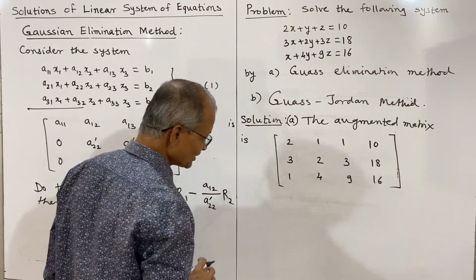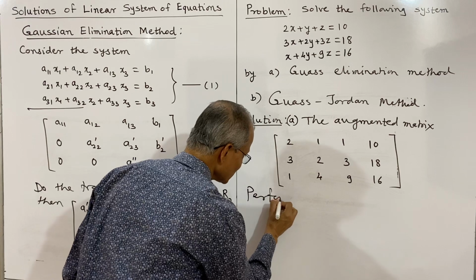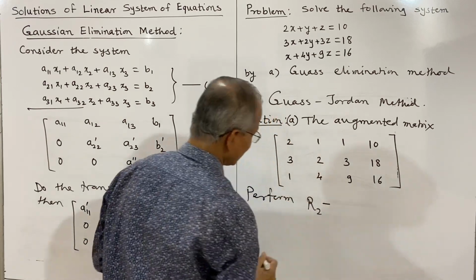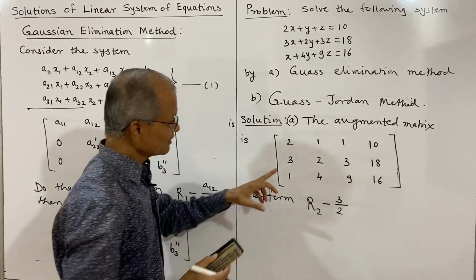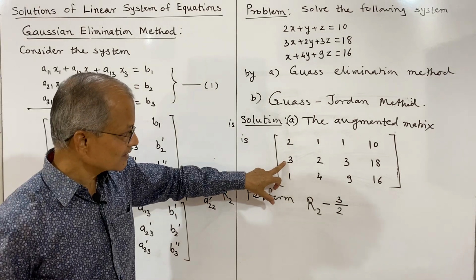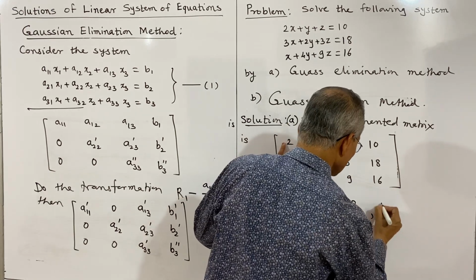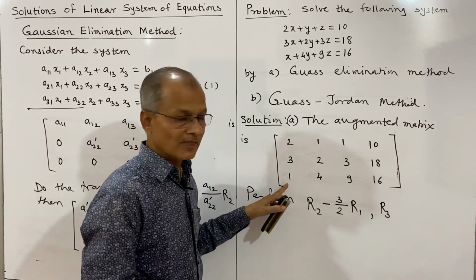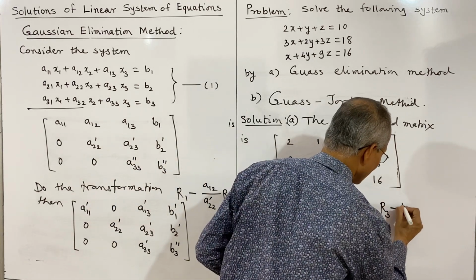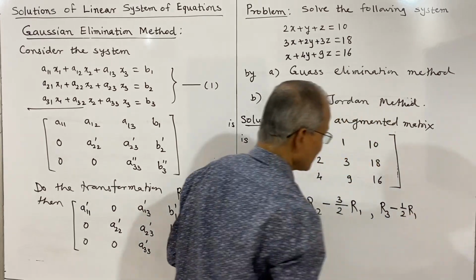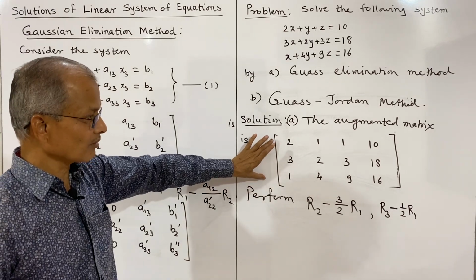So the transformation should be written as follows. We perform this transformation: R2 minus, this is to be multiplied by 3 and divided by 2. So this element is to be considered first, 3 divided by 2 times R1, and similarly R3 minus 1 by 2 times R1. So these are the transformations to be performed on this augmented matrix.